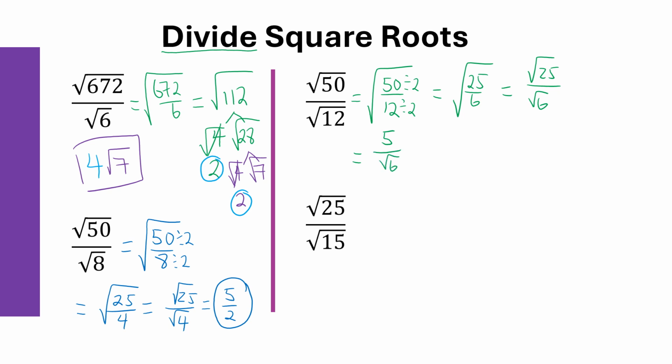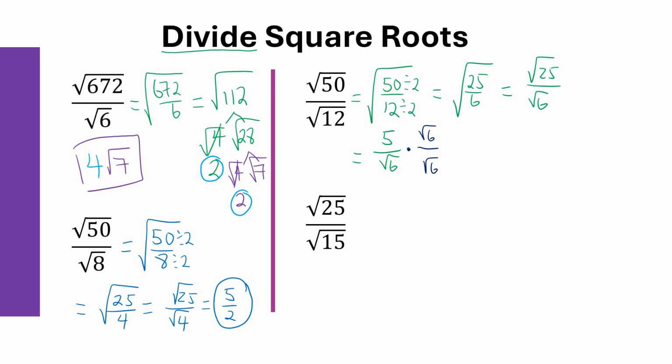So in math, we cannot have a square root of any number in the denominator. So we have to get rid of it, and we call that rationalize it. So how do we remove the square root in the denominator? You're just going to multiply the top and the bottom of the fraction by whatever is at the bottom of the fraction, which is square root of 6. So multiply the top by square root of 6 and multiply the bottom by square root of 6.